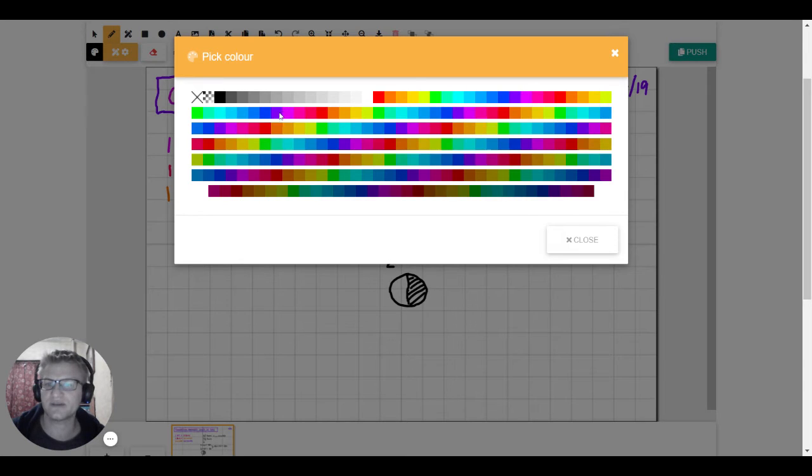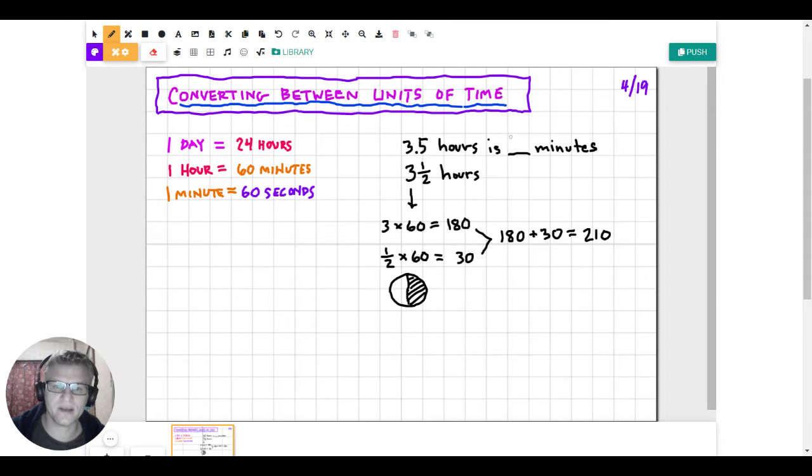So we're going to change our color, let's make it purple. Our answer is going to be right here, 210. I should probably put minutes in. 210 minutes, right? That's how many minutes are in 3.5 hours. So this is one way to think about that conversion back and forth.